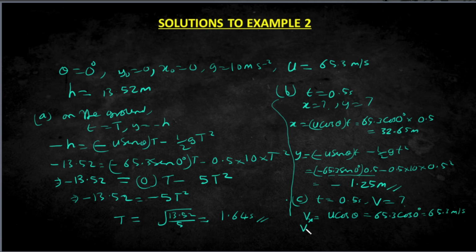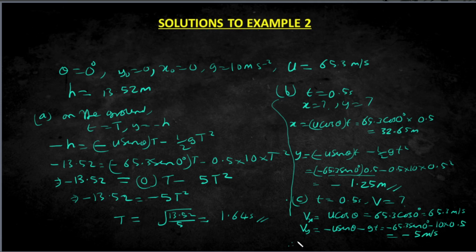Then also, let's calculate the velocity along y. The velocity along y is going to be similar. But this time around, we're going to have minus because sine is negative in the fourth quadrant. Then minus g t. So put all the values. Minus u, which is 65.3, sine 0 degrees. g is 10. t is 0.5. Sine 0 is 0, so this will become 0. 10 times 0.5 will give you minus 5 meters per second.